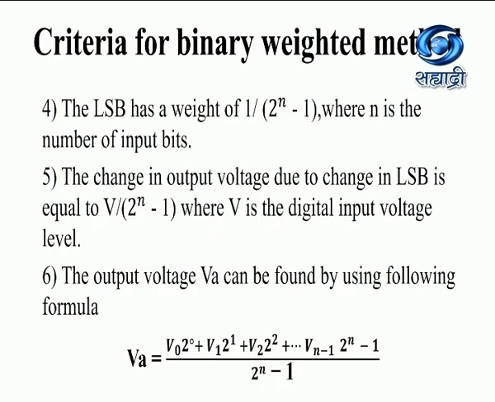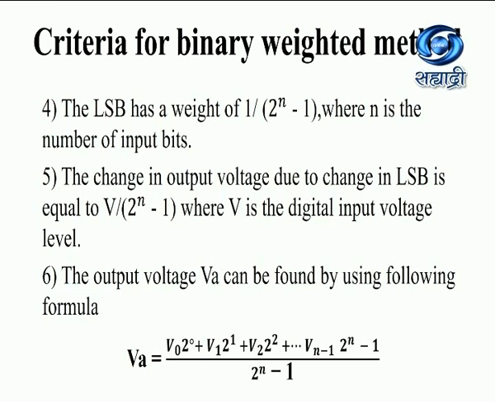Next, the LSB, that is the least significant bit, has a weight of 1 divided by 2 raised to n minus 1, where n is the number of input bits. So the LSB always has this weight, that is 1 divided by 2 raised to n minus 1. So the change in output voltage due to a change in LSB is equal to V divided by 2 raised to n minus 1, where V is the digital input voltage level. So we will get a change in output voltage according to the voltage applied to the input.